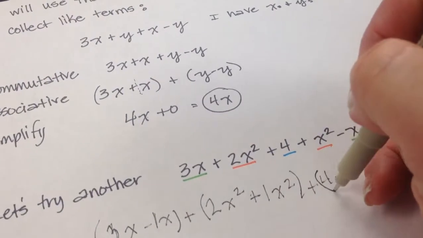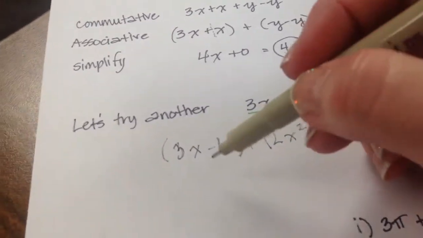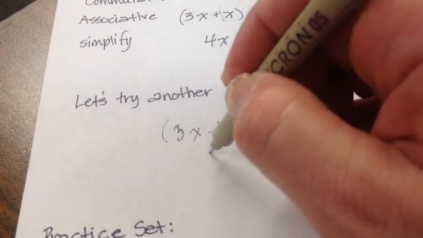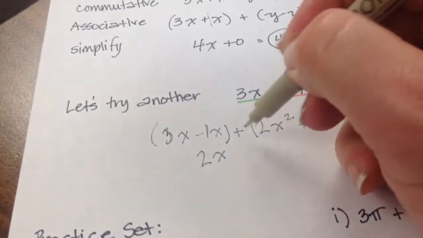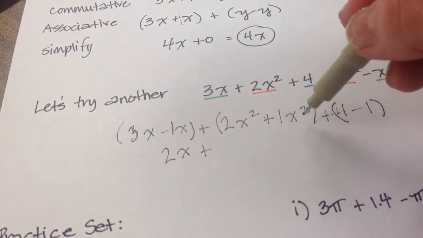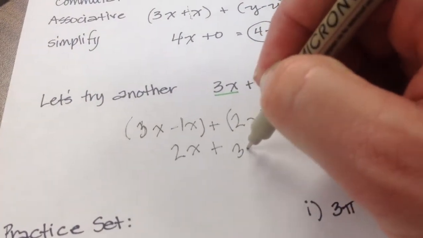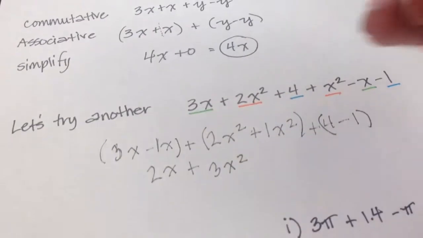All right, here we go. See, now it's much easier, right? We're just breaking it down. So 3x minus 1x, that would be what? 2x plus, all right, so what's 2x squared plus 1x squared? Well, that would be what? 2 plus 1 is 3. 3x squared. Not too hard.